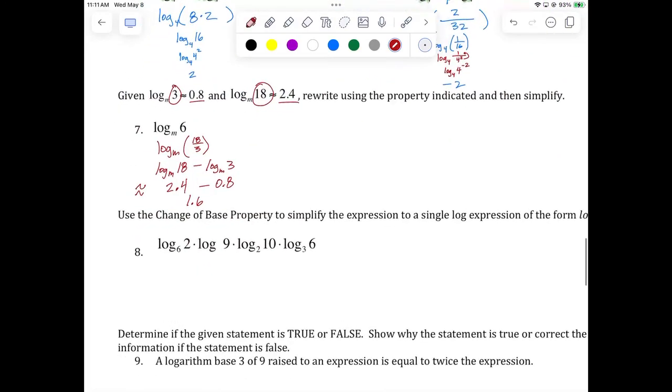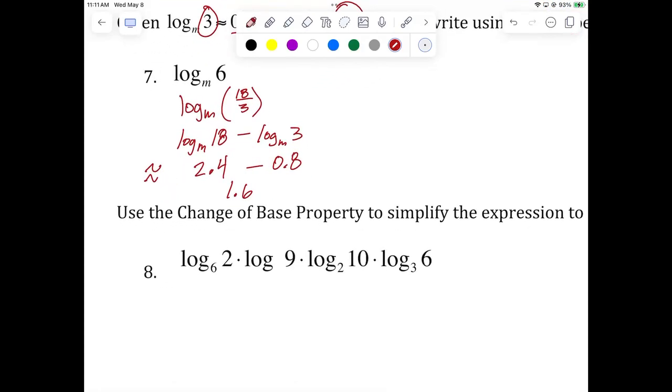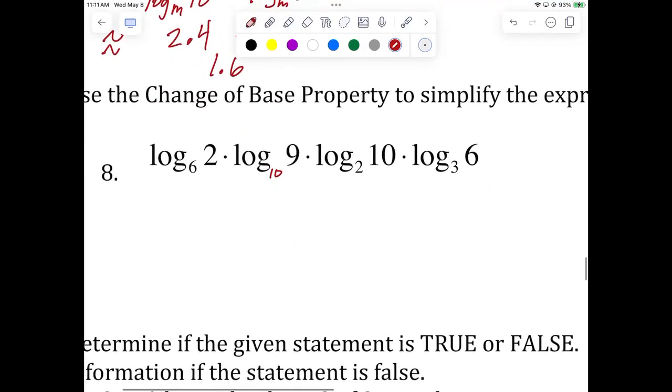All right, now look, this is like a super warm-up problem. Log base 6 of 2 times log base 10 of 9 times log base 2 of 10 times log base 3 of 6. I'm going to go ahead and write the implied base of 10 there. I like to see it, don't you? Even though we don't have to, it's okay to write it. Now we're going to do what we did in the warm-up. We're going to change everything to what base? What's the easiest base to change it to? ln, base e, base e.